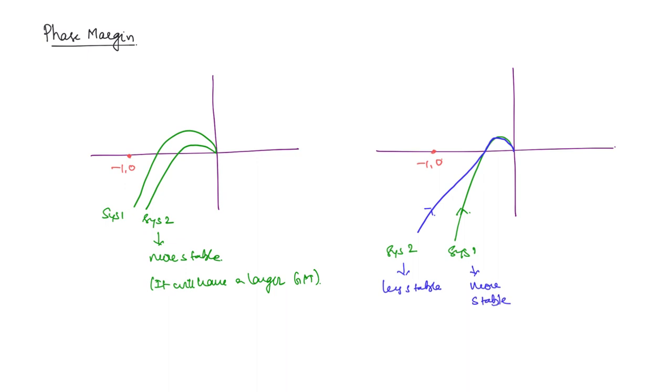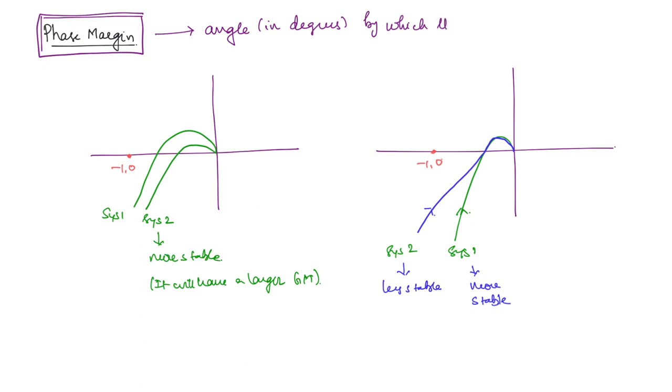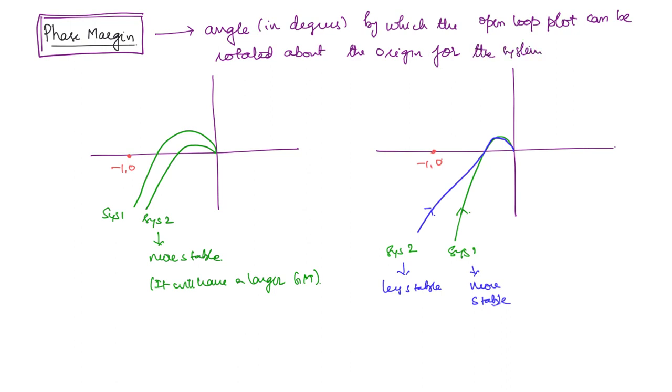So from here we understand that phase will also have a role to play in the stability, and that is where phase margin will be used. So you can write the definition of phase margin. It is the angle, usually in degrees, by which the open loop plot can be rotated about the origin for the system to be at the verge of instability.